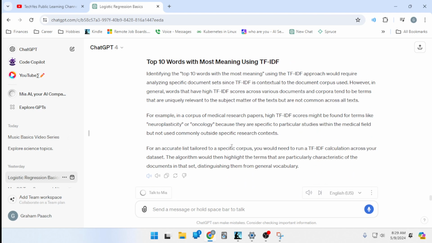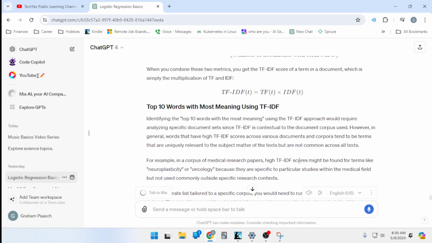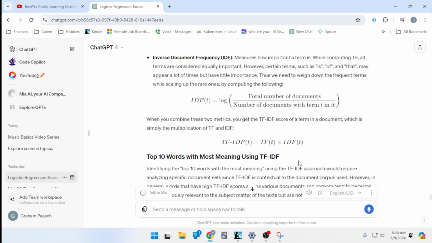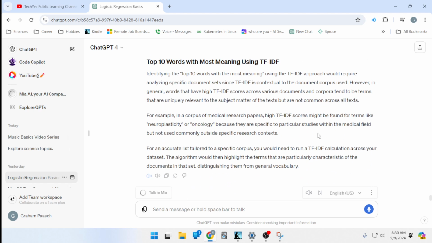When you combine these two metrics, you get the TF-IDF score of a term in a document, which is simply the multiplication of TF and IDF. TF-IDF(t) equals TF(t) times IDF(t).